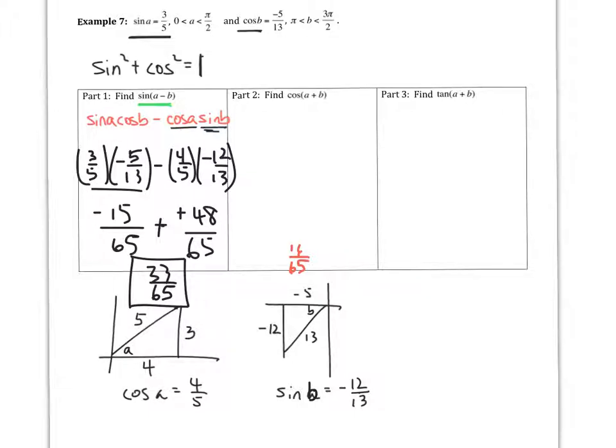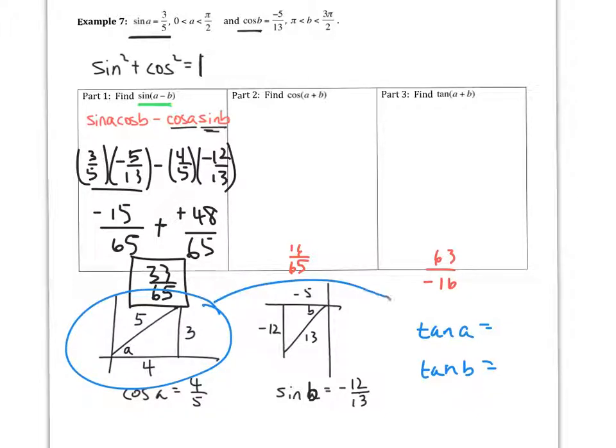If you're good with part 2, on part 3, doing the tangent one, you should get a 63 over negative 16. My suggestion to you, though, is to very first, before you go and plug anything in, figure out what tangent of A is and figure out what tangent of B is. And remember, you can figure out what tangent of A is using our nice little picture over here. And you can figure out what tangent of B is using this, or you can use the idea of sine over cosine. Whatever you need to do.